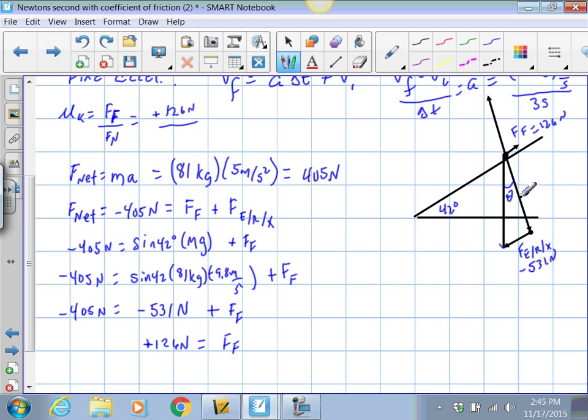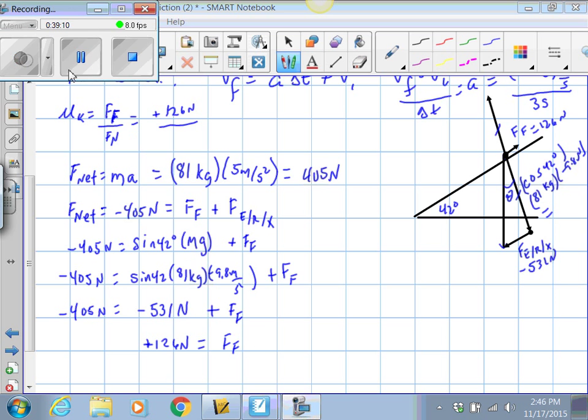And this side of the triangle, which is going to be this component, and the normal force will be equal. This would be the cosine of 25 degrees. I still want to do 25. Where did that come from? The last problem? Cosine of 42 degrees times 81 kilograms times negative 9.8. So this is negative 590 newtons.